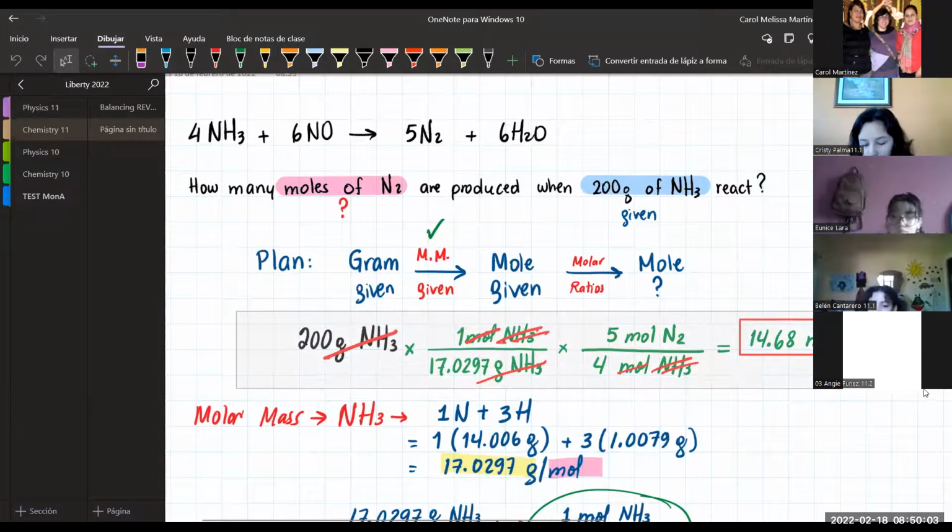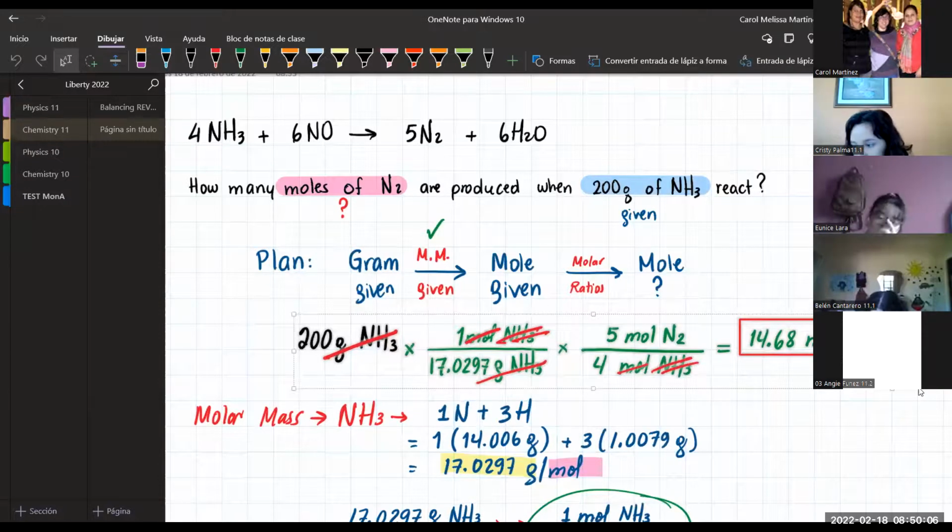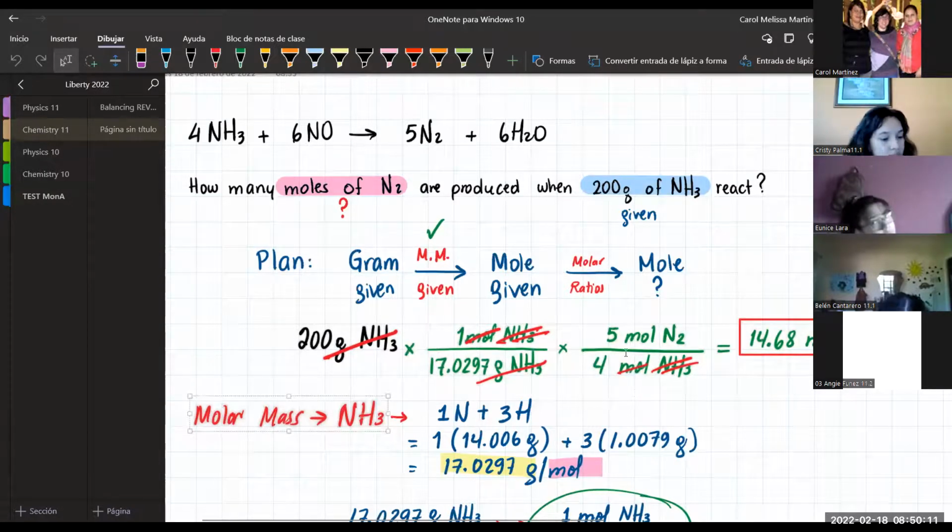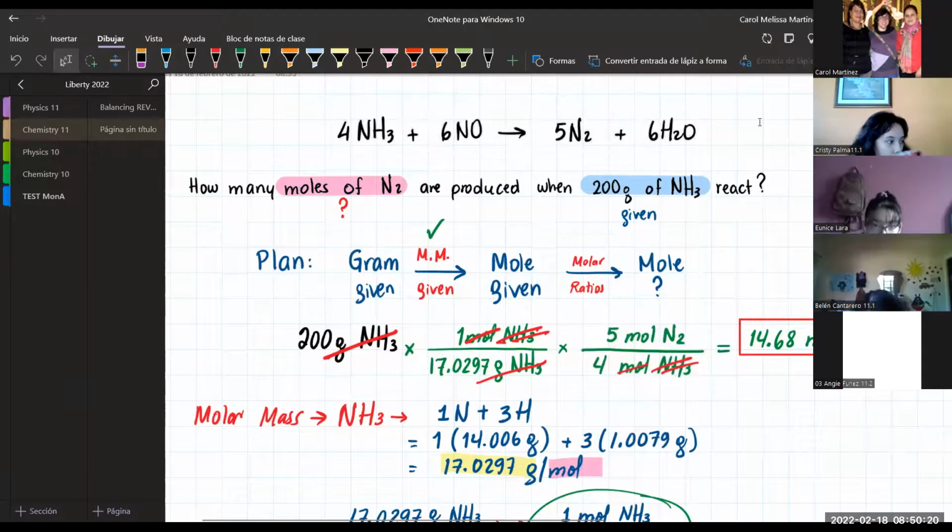So this is the whole procedure, but sometimes this procedure involves other inner procedures like molar mass calculation and, in this case, the mole ratios. The mole ratios that we did were based on the given and the unknown. The mole ratios, you get them from the given, that is ammonia, and the unknown, that is N2. These are the two coefficients. Those two coefficients are the only two numbers that appear right here, 4 and 5.